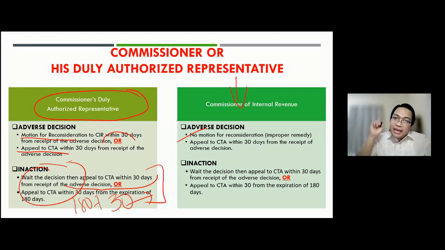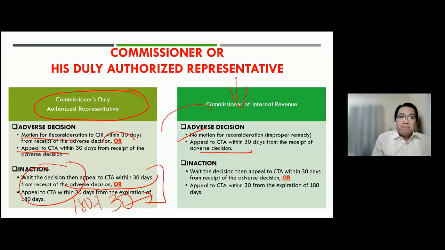Because filing an MR to the decision of the Commissioner of Internal Revenue will not toll the 30-day period to appeal to the CTA. Tandaan mo yan. Kapag CIR ang nag-decide, the only remedy you have is to file an appeal to the CTA within 30 days. No MR to the Commissioner of Internal Revenue. Wrong remedy. As held by the court in Fishwell Canning Corporation versus Commissioner of Internal Revenue. Okay, again, the motion for reconsideration to the Commissioner of Internal Revenue does not toll the running of the prescriptive period to appeal to the CTA.